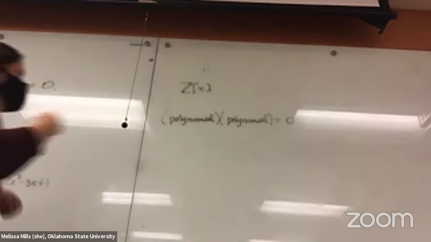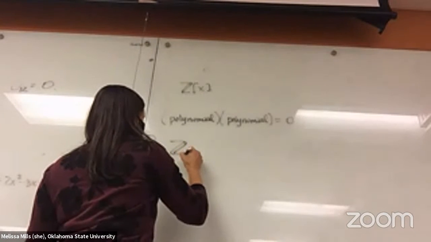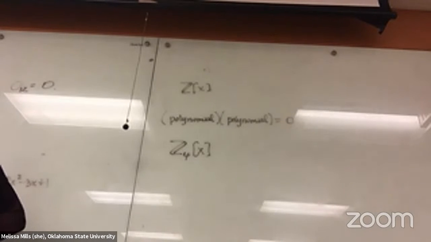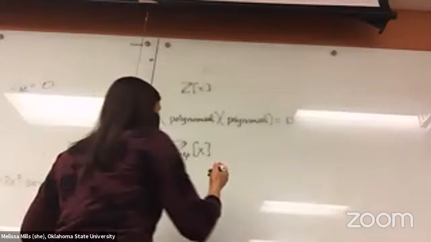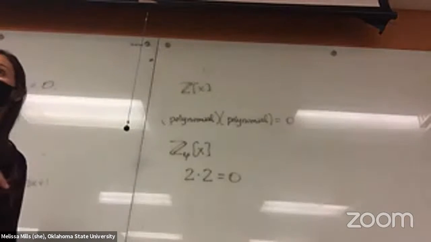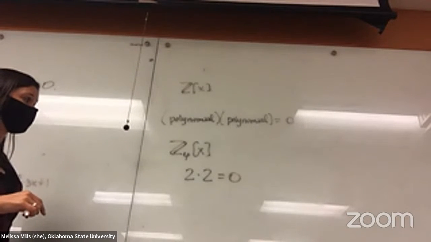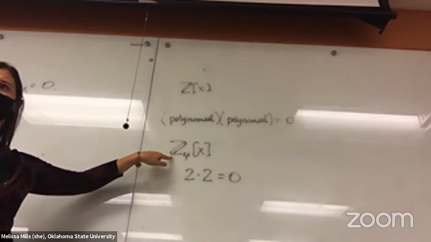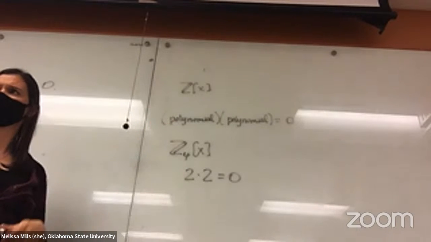What if I were in Z mod 4 adjoin X? Could I come up with two polynomials in Z mod 4 adjoin X that are 0 divisors? What would be an example of 0 divisors in Z mod 4 adjoin X? 2 and 2, yeah. So even if I dealt with constant polynomials, I know that I could do 2 times 2 equals 0 in Z mod 4, right? So it's going to have 0 divisors in there. So when I think about 0 divisors, I really am looking at the ring that makes up the coefficients.